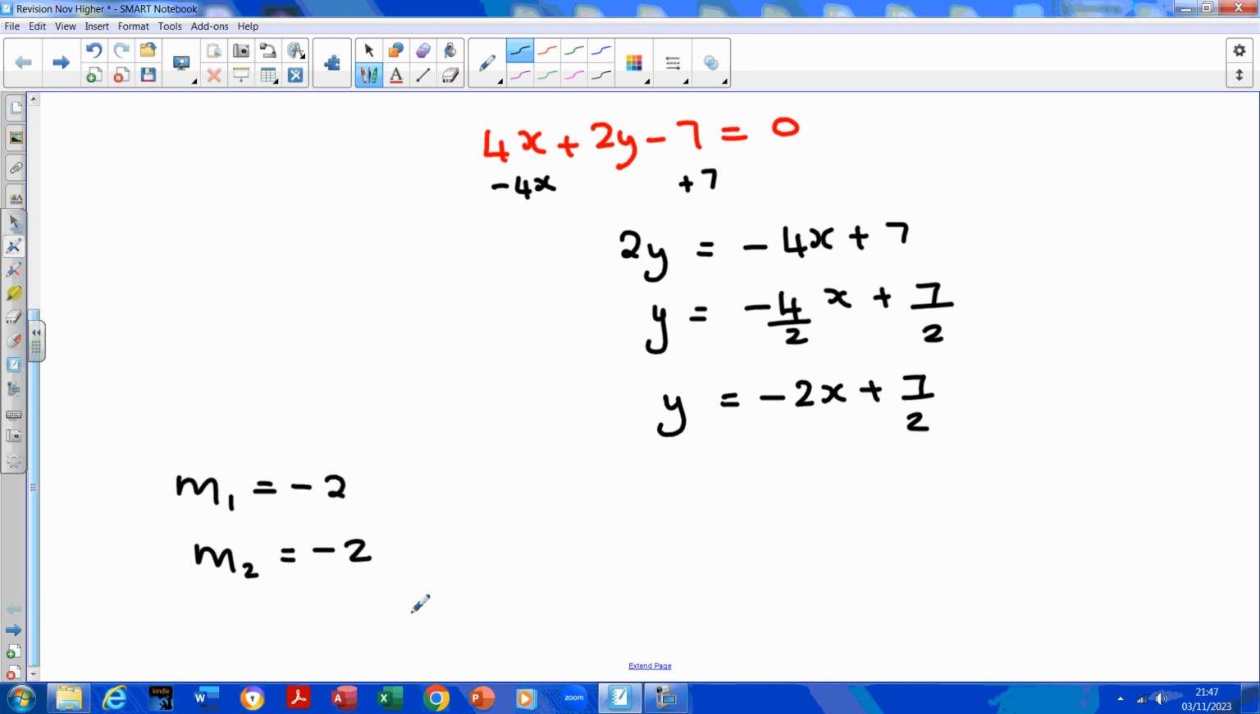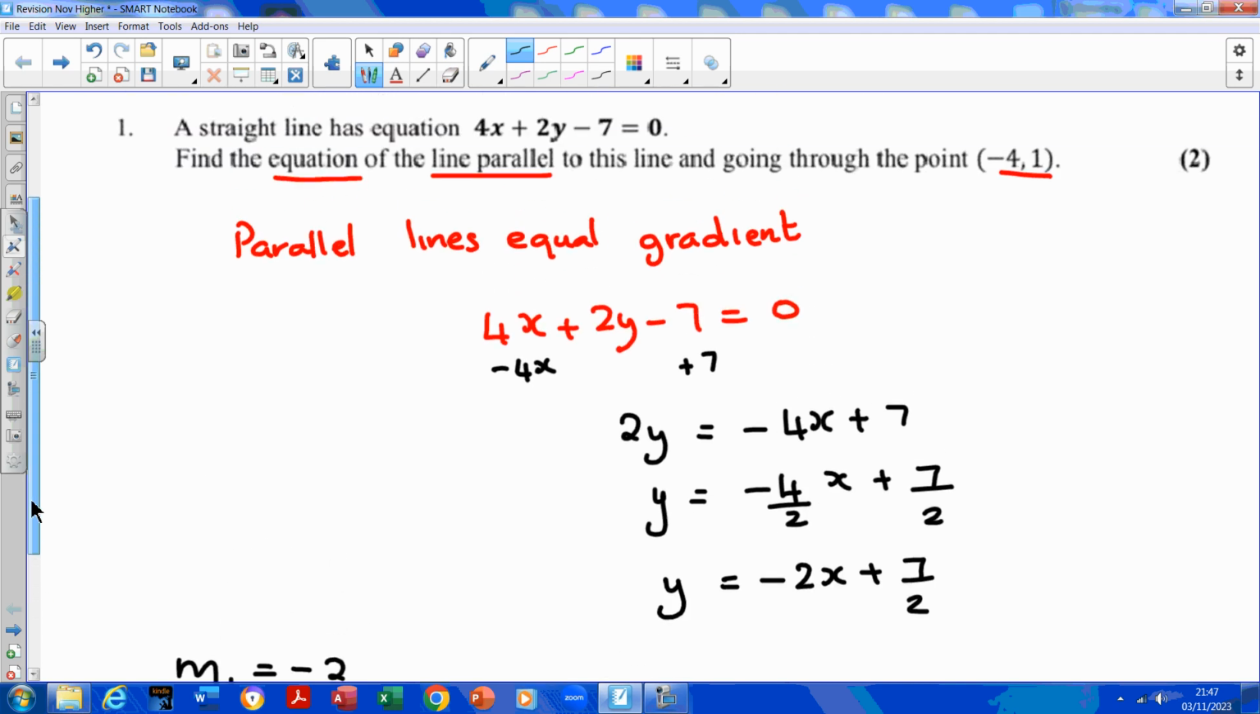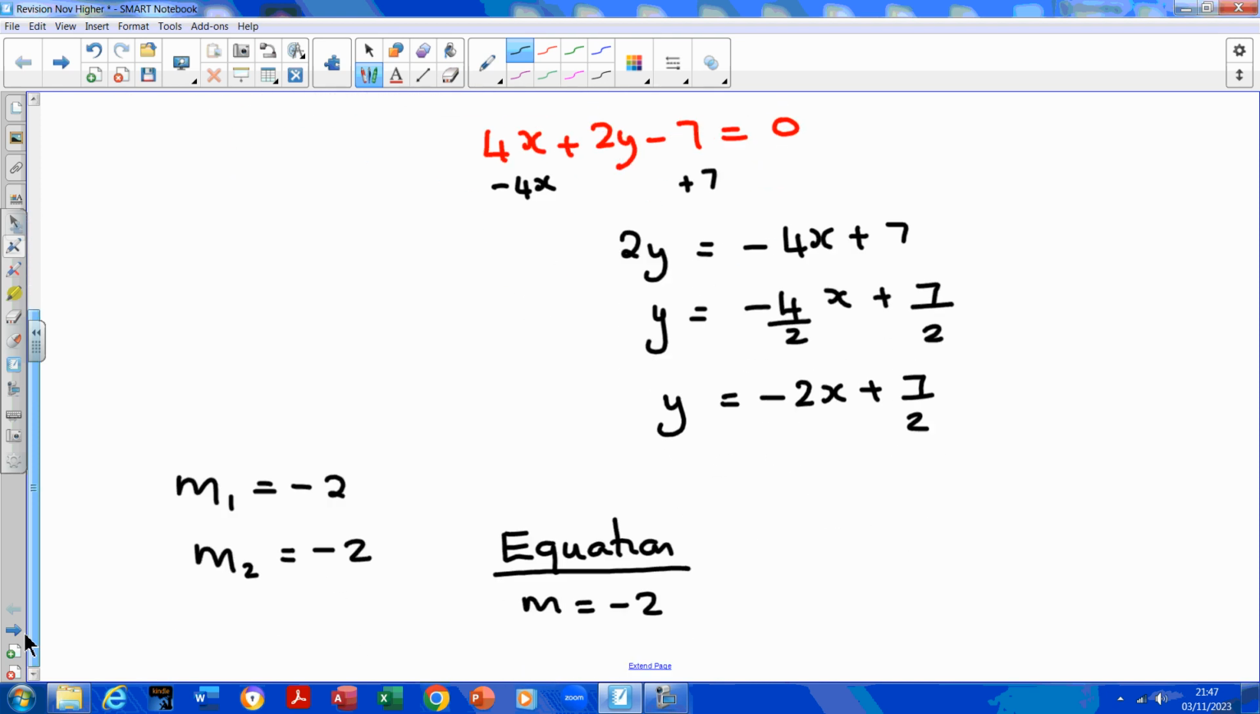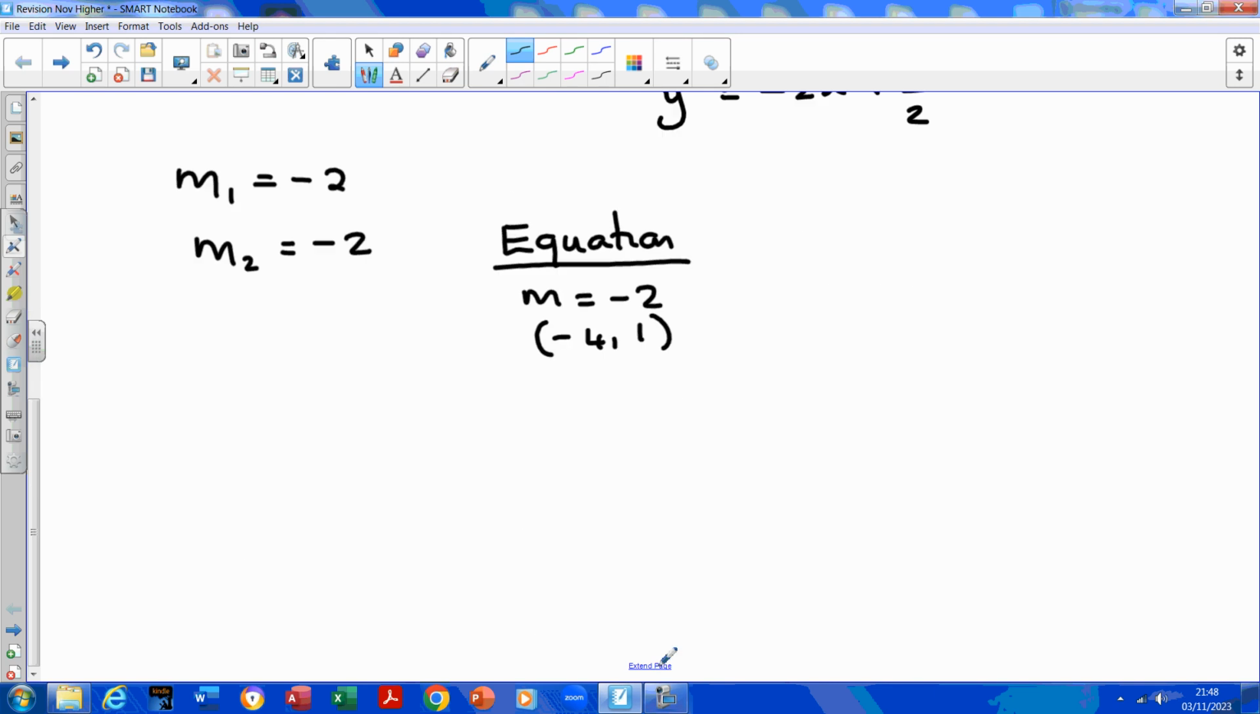Now I want the equation of that line. So the equation, gather up the information that I need. So the equation is, I need gradient is equal to negative 2, and I need a point on the line. And if I go back up, the point is it's passing through minus 4, 1. So the point is negative 4, 1. Now once I've got to that stage, it's no longer a higher question, it's a National 5.